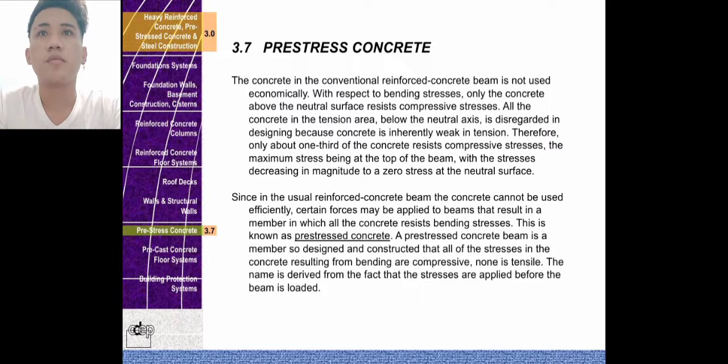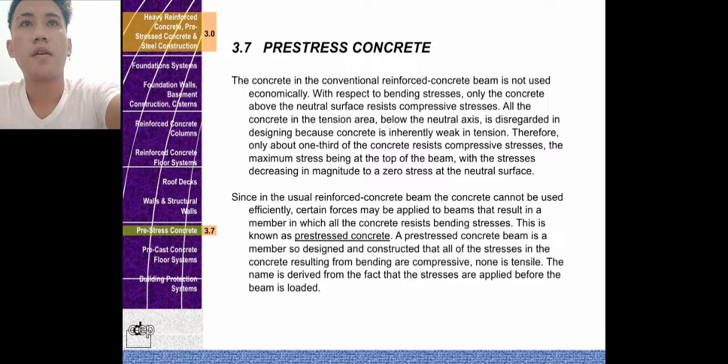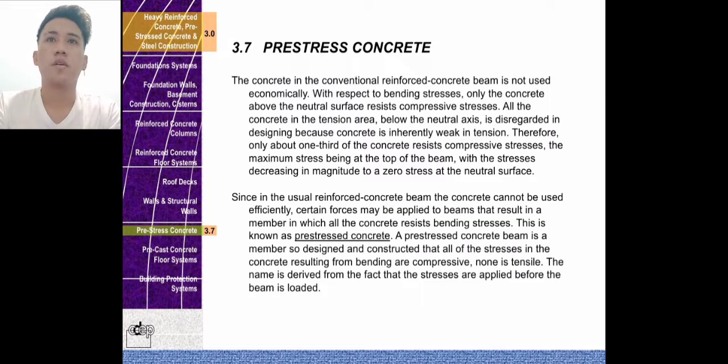Pre-stressed concrete. The concrete in the conventional reinforced concrete beam is not used economically with respect to bending stresses. Only the concrete above the neutral surface resists compressive stresses. All the concrete in the tension area below the neutral axis is distributed in a distinct way because the concrete is relatively weak in tension. Therefore, only about one-third of the concrete resists compression stresses, the maximum stress being at the top of the beam, with the stresses decreasing in magnitude to zero stress at the neutral surface.